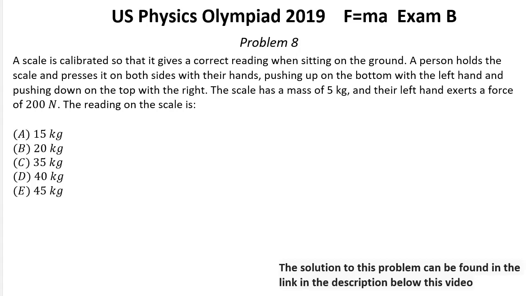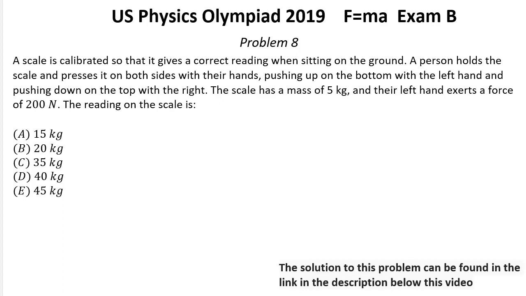Problem number 8. The scale is calibrated so that it gives a correct reading when sitting on the ground. A person holds the scale and presses it on the bottom and top sides with their hands, pushing up on the bottom with the left hand and pushing down on the top with the right. The scale has a mass of 5 kg, and their left hand exerts a force of 200 Newton. What is the reading of the scale?